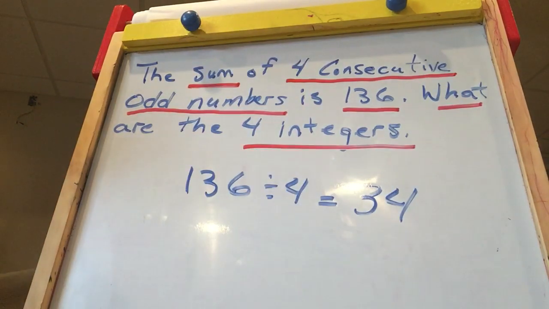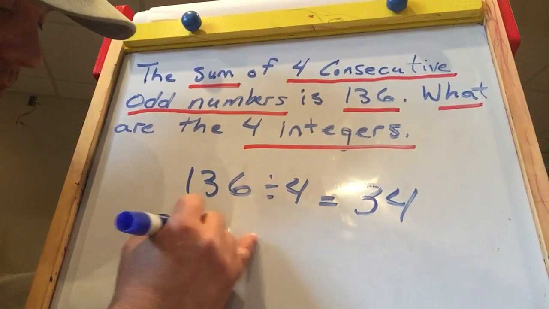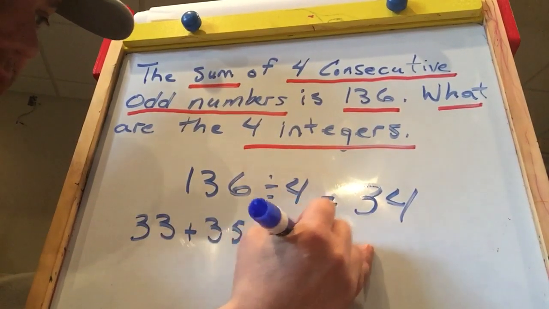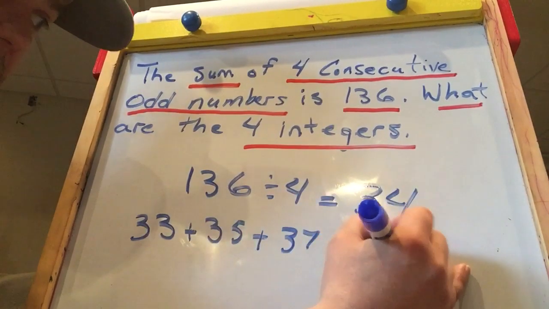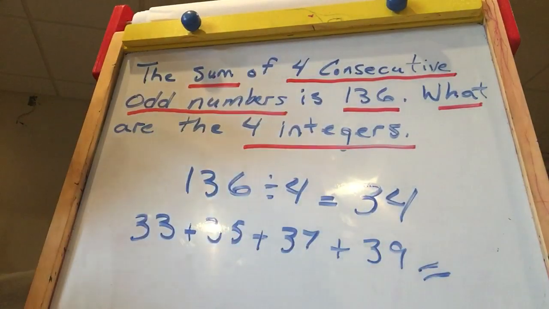Next, I know they need to be odd numbers. So I need to think of the odd numbers that would be close to 34. Well, we know 33 is going to be close. So I started off going, okay, I'm going to start with 33. The next consecutive odd number after 33 would be 35. The next one after that would be 37. The next one after that would be 39. That's four numbers, all odd, all consecutive. I just need to add them up.